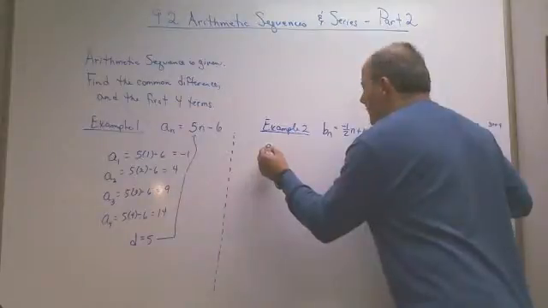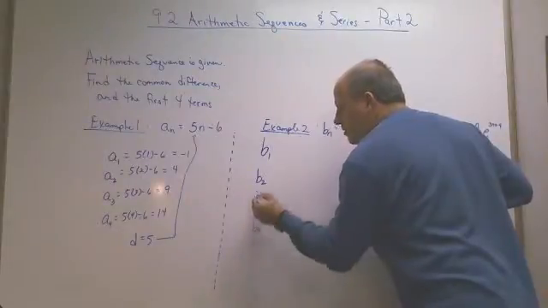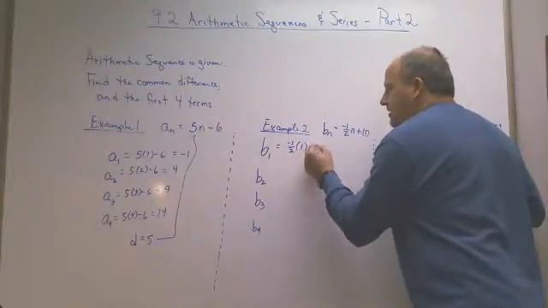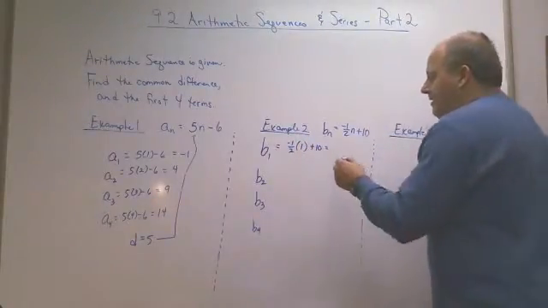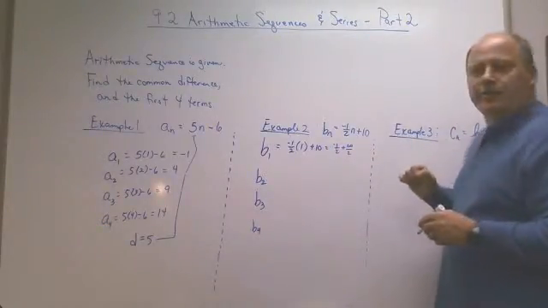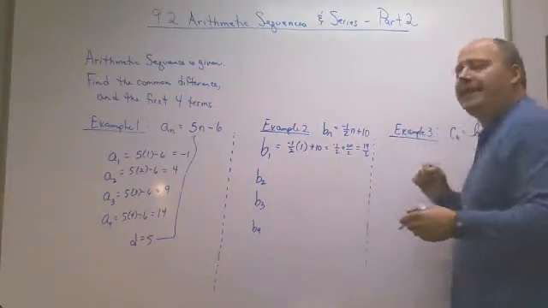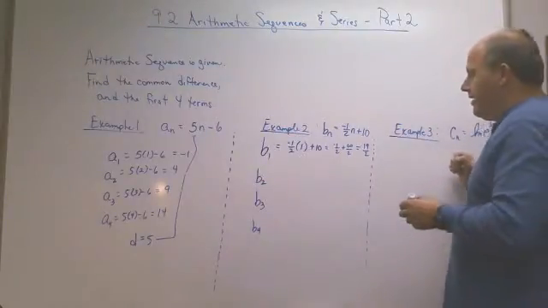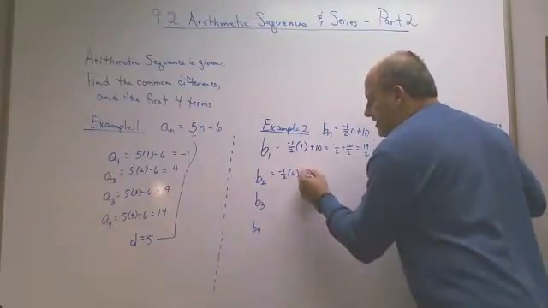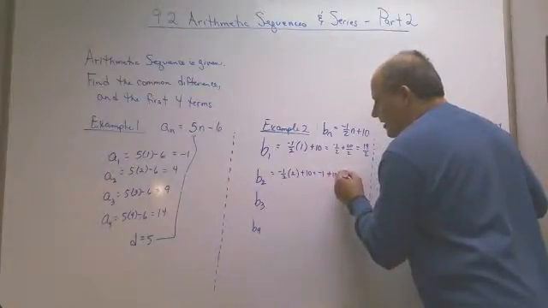Example 2, okay, same idea. This is actually B, so it's B sub 1, B sub 2, B sub 3, B sub 4. So you plug in 1, so it'd be negative 1/2 times 1 plus 10. And I believe that's going to be negative 1/2 plus 20 over 2, which is 10. If you wonder why I'm making it over 2, it's because I want a common denominator. And that's going to be 19 over 2, or 9.5 if you prefer. And then the next one's going to be negative 1/2 times 2, because it's the second term, plus 10. That's negative 1 plus 10, which is 9.